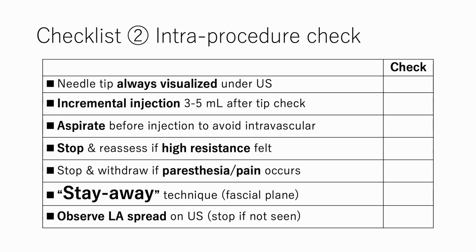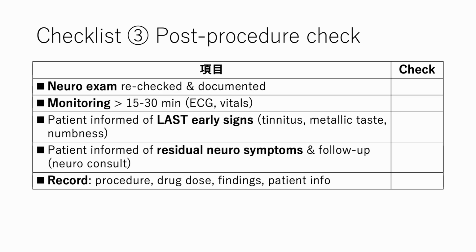If you feel resistance while injecting, stop. If the patient reports paresthesia or pain during injection, stop. The so-called stay away technique is a very important concept here. And always confirm the spread of local anesthetic on ultrasound. If you can't see it, don't keep injecting. Finally, this is the after the block checklist.